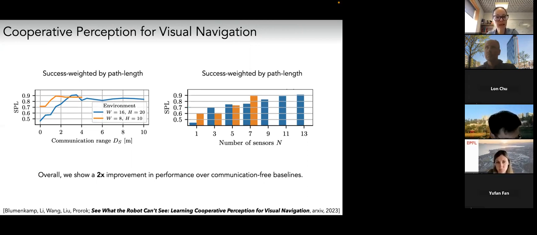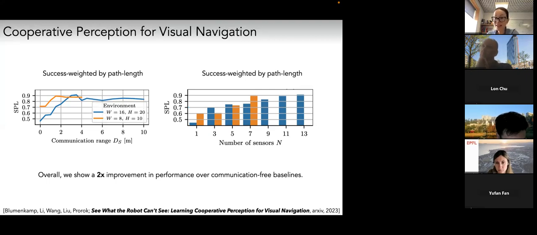And on the right-hand side plot, I'm showing you what happens as we increase the sensor network density. So the more sensors we have, the better performance also gets. The y-axis here is success weighted by path length, and one means we have 100% success and our paths are optimal, meaning that the robot moved in the shortest possible path to the target. And so overall, we're able to show that we have at least a 2x improvement in performance over systems that don't use communication in order to reach their targets.